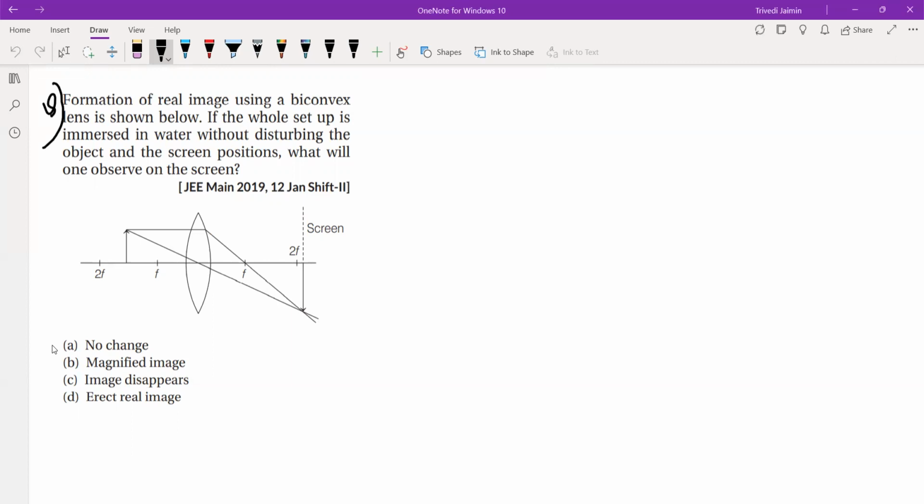Okay, this is, I think, new for you. Maybe I will give you some new formula for this one. Easy formula, direct. The formation of real image using a biconvex lens is shown below. If the whole setup is immersed in water without disturbing the object and the screen position, what will one observe on the screen?